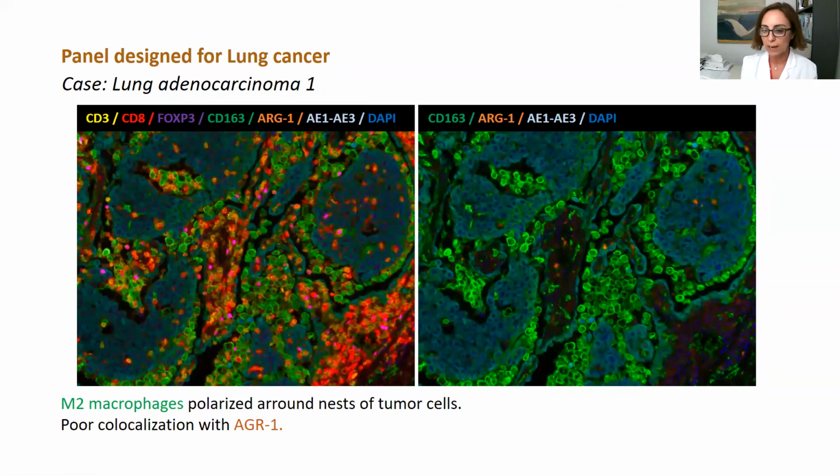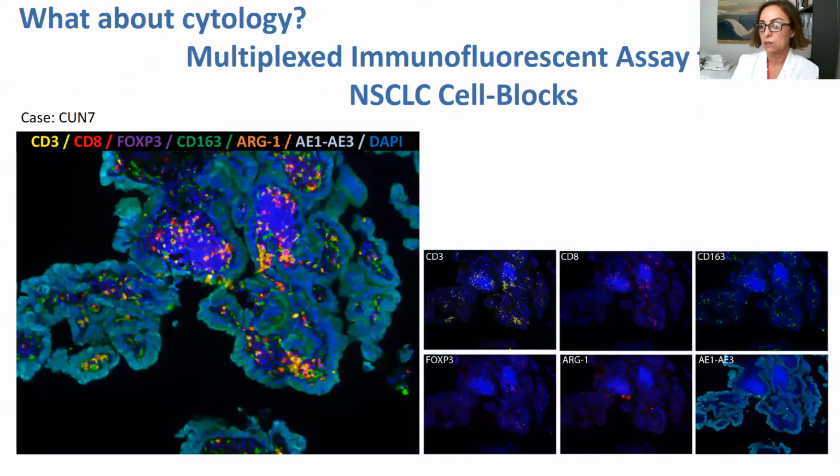We don't know why some tumors have this distribution of M2 macrophages and some others don't. But we don't have clinical correlation so far. But we want to keep working on this because I think it could be very interesting. But what about in cytology? It is possible to do.